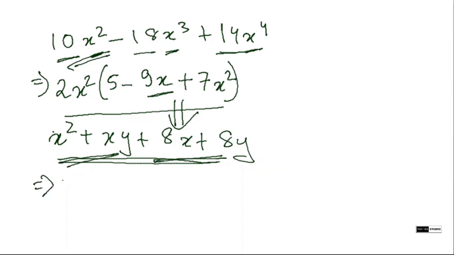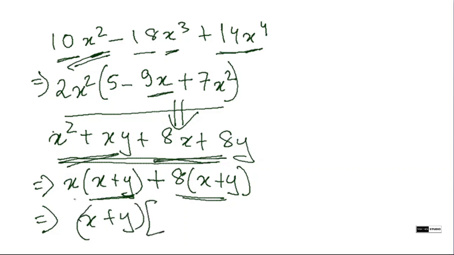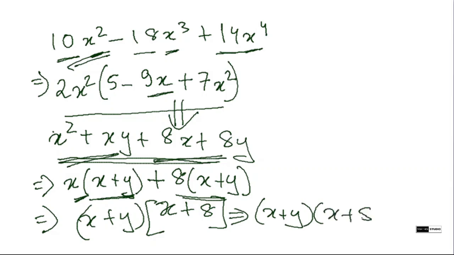From the first two terms, we can see there is x common. Then we have x plus y. And from the third and the fourth term, we have got 8 into x plus y. Now, at this stage, x plus y is there in both the terms. So x plus y is taken out as common. And what is left behind is x plus 8. So that's the answer, x plus y and x plus 8.